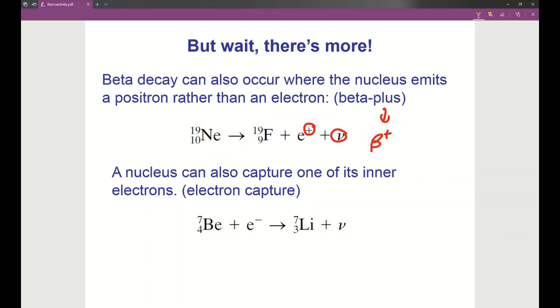And I know I said before that a beta decay comes directly from the nucleus, but a nucleus can also capture one of its inner electrons and then turn into another element while also emitting a neutrino. For some reason, electron capture is somehow considered a beta decay, even though it really isn't, but just know that electron capture can happen. This electron comes directly from the inner orbital of the nucleus, which is pretty crazy.